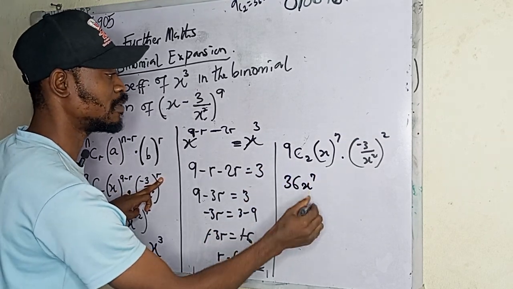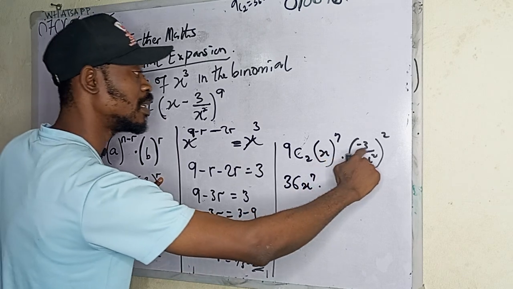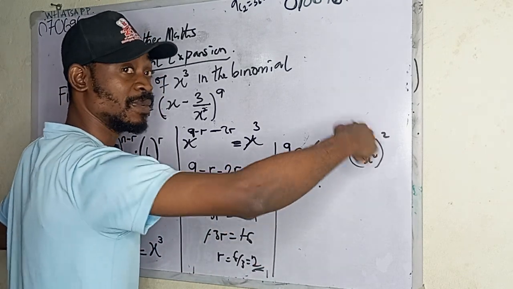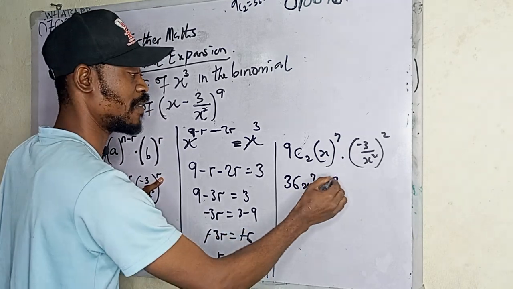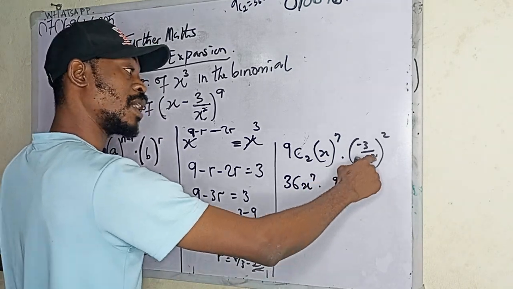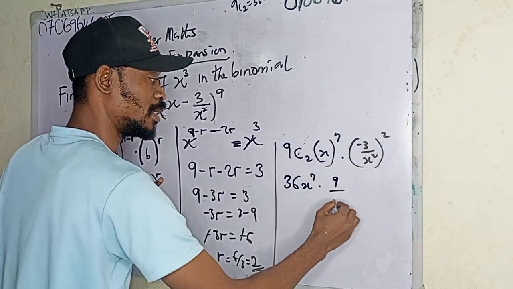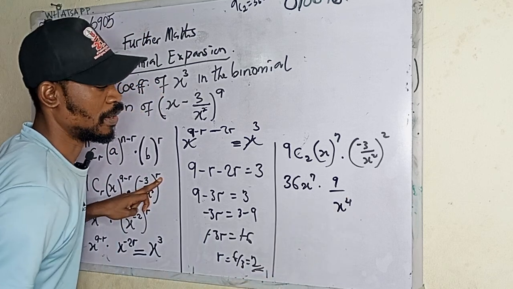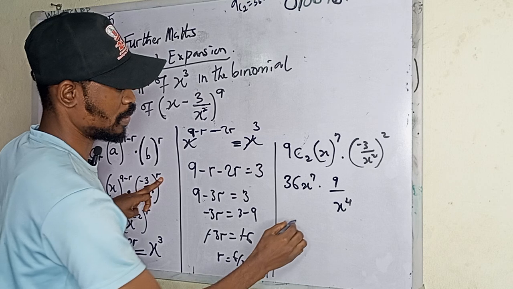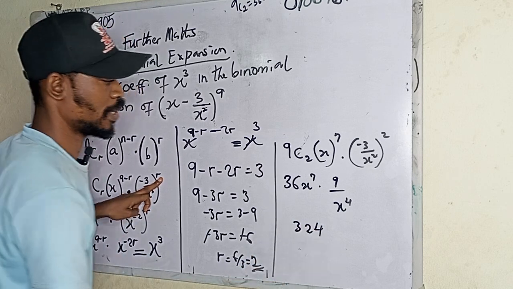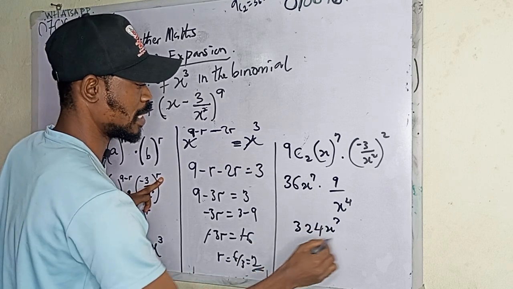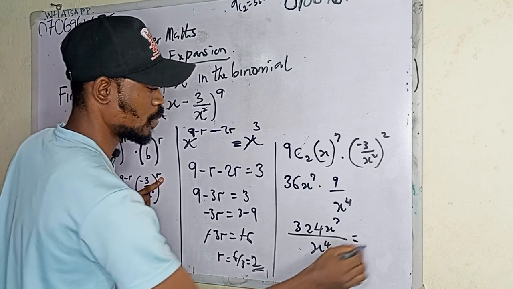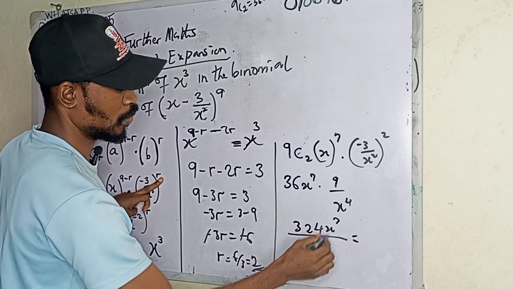x raised to power 7 times negative 3 raised to power 2. That's going to give us 9 because that's minus 3 times minus 3, which is positive 9. So we have 9 all over x squared raised to the power 2, that's going to be x raised to the power 4. So we have 36 times 9. I think that's going to be 324. x raised to the power 7 all over x raised to the power 4. All right. So we have 324.